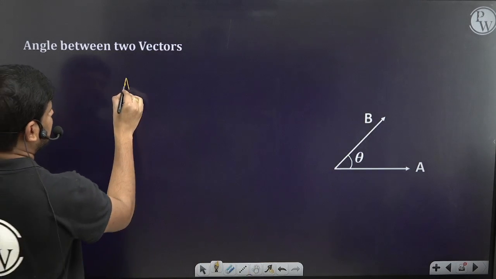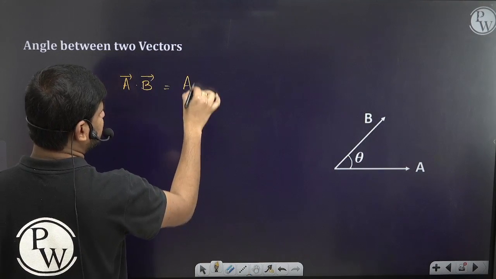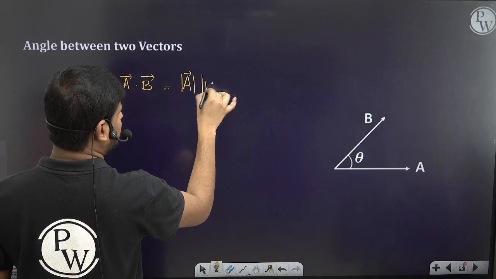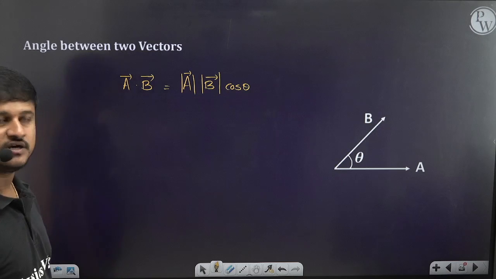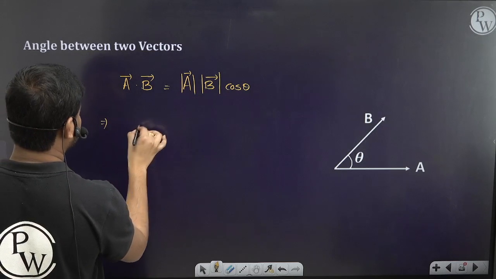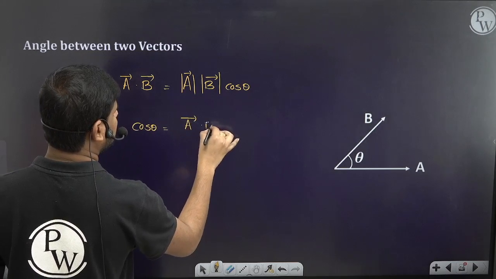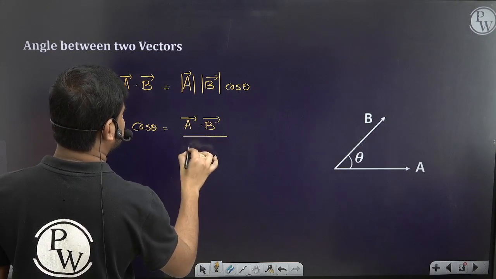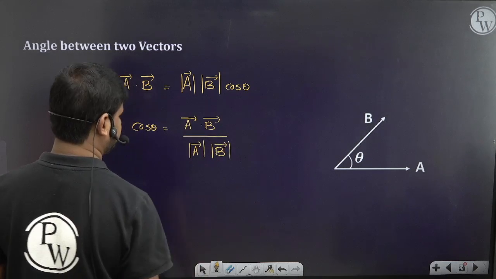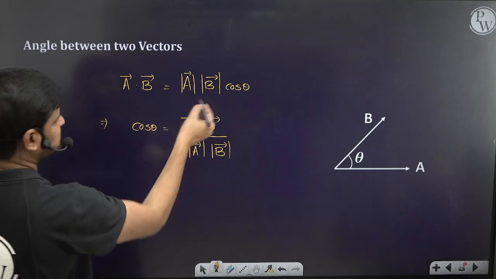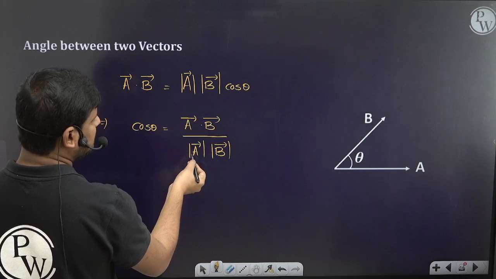So a dot b is equal to ab cos theta, or magnitude of vector a into magnitude of vector b into cos of the angle between them, cos theta, right? So from here, cos theta is equal to a dot b by the magnitude of vector a into the magnitude of vector b. Simply, yes or no, cos theta is equal to a dot b by magnitude of a into magnitude of b.